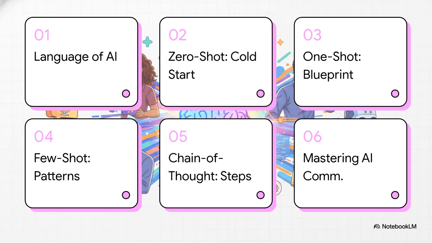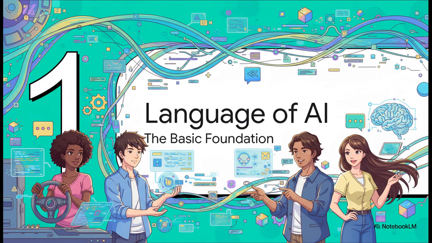Okay, let's dive right into this. We've got a really clear progression arc today to build your ultimate AI toolkit. We'll start with the language of AI, then we'll move through 4 distinct levels of prompting. Zero shot for the cold start, one shot to provide a blueprint, few shot for finding patterns, and finally chain of thought to force step-by-step reasoning. Then we'll wrap it all up with mastering your overall AI communication.